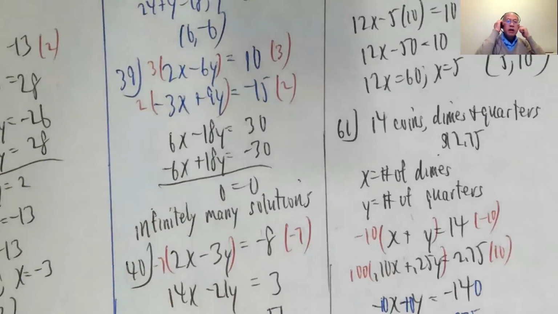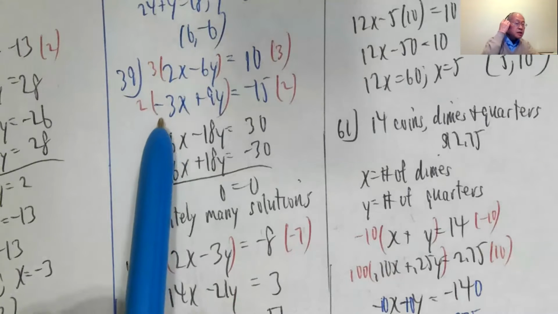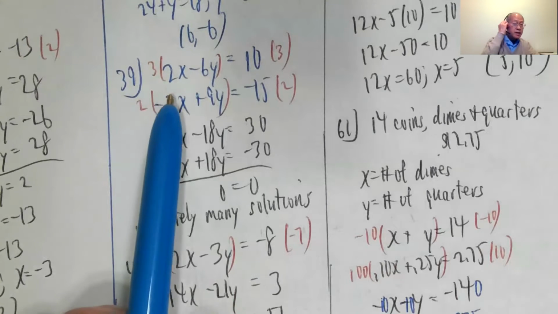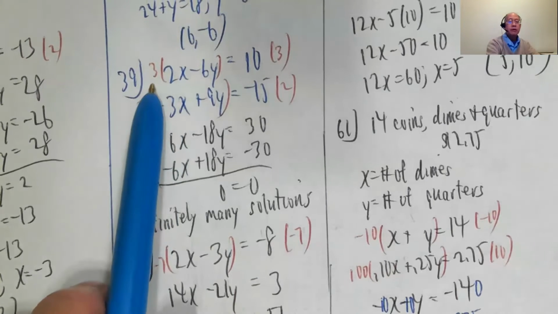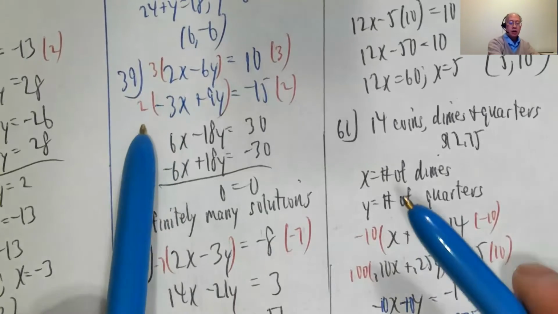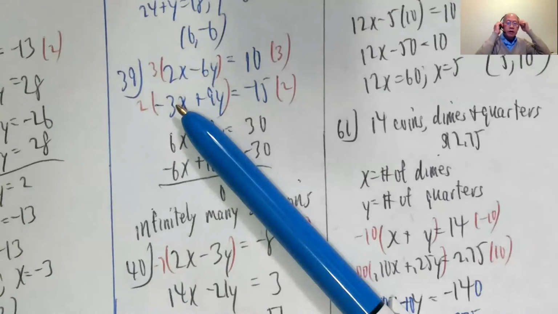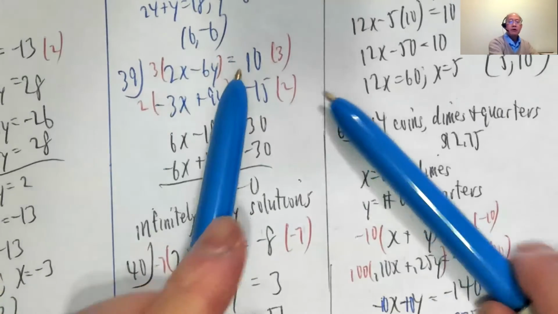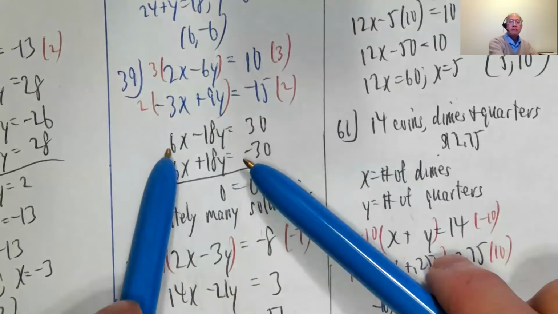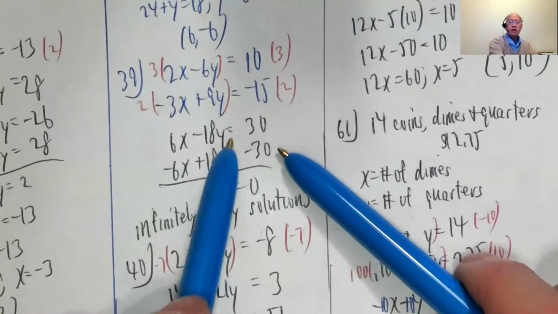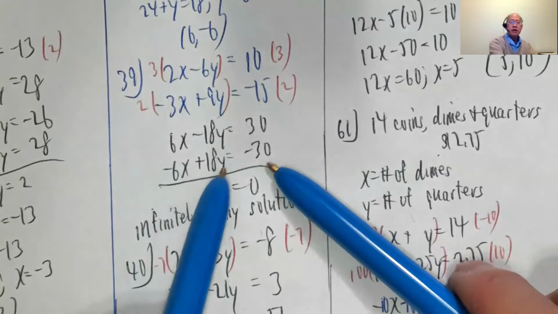Okay, 39. This time, I want to get the x's to match up. So I multiply the top equation by 3. That will become a 6x. Multiply this equation by 2. That'll become a negative 6x, to work out the right way. So 3 times the top equation, 2 times the second, gives me 6x minus 18y equals 30. Negative 6x plus 18y equals negative 30.